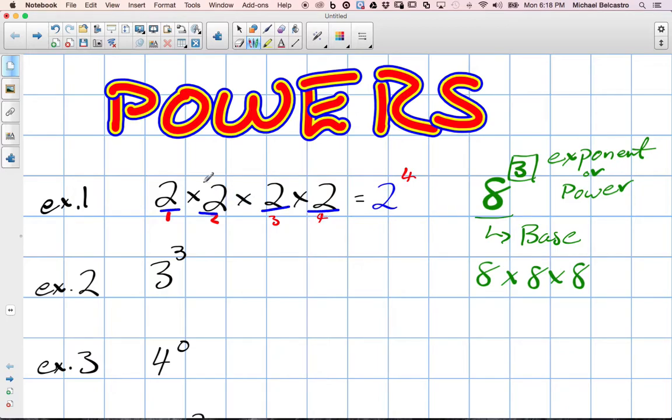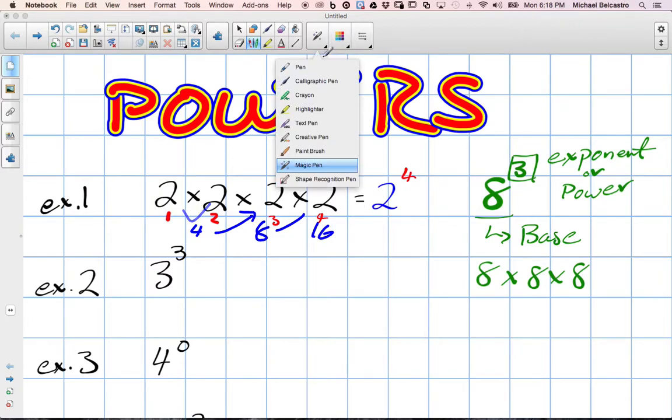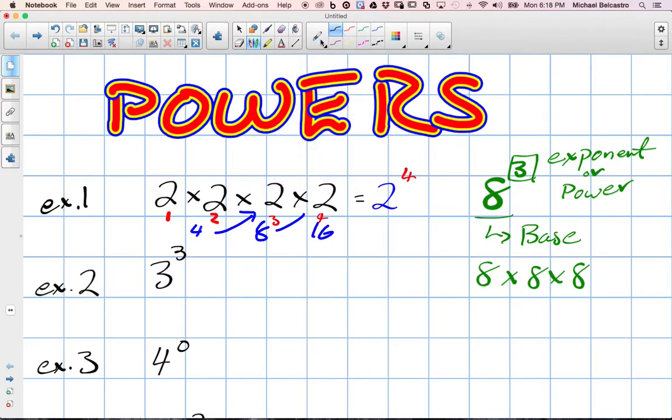Do you want to evaluate right now? You almost had it there. What's 2 times 2? 2 times 2 is 4. Times 2 is 8. Times 2 is 16. Perfect. Exactly. So this is also equal to the number 16. You notice I've written equal signs twice. What this means is all of these things are equal. 2 times 2 times 2 times 2 is equal to 2 to the power of 4, which is equal to 16. All those things are equal.